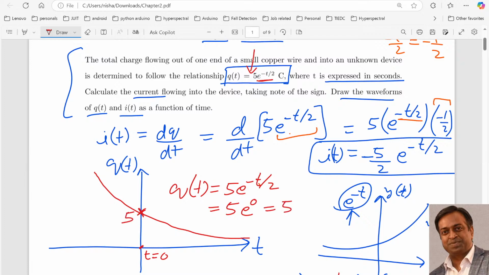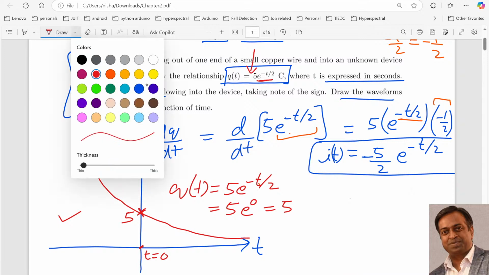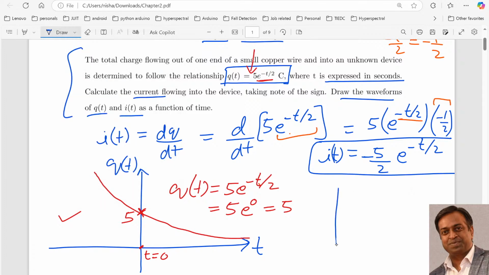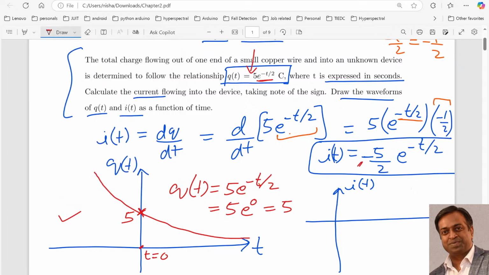So this is the graph of q(t), and similarly I can draw the graph of i(t). So to draw i(t), let me draw it over here. If I draw the graph of i(t), and this is t. Now since I know that in i(t) the expression is minus 5 by 2, right? It means our graph will be something like this.